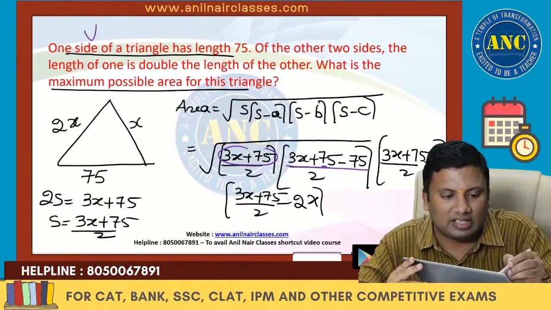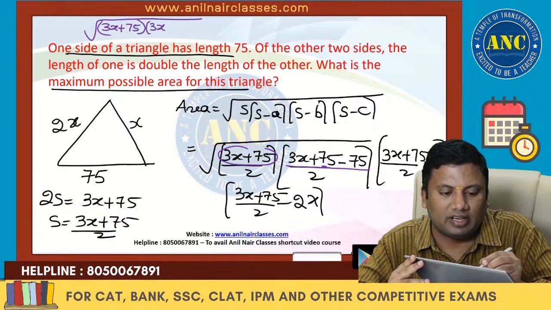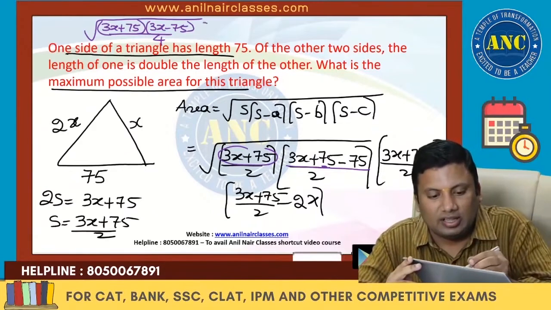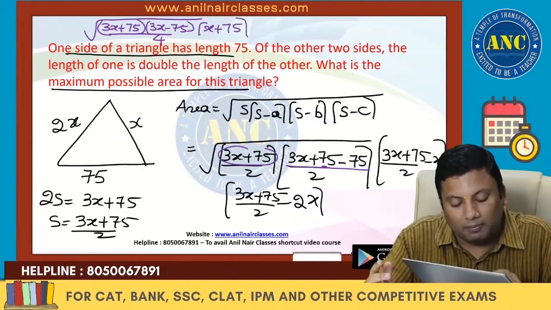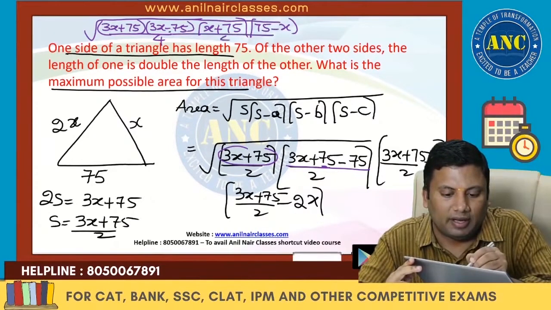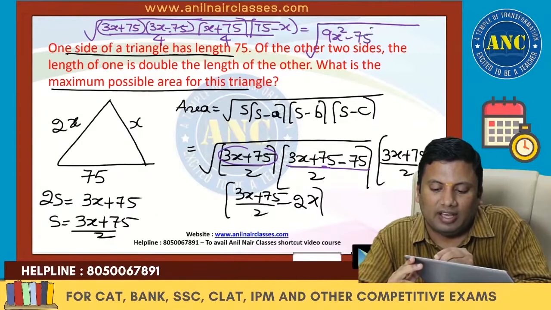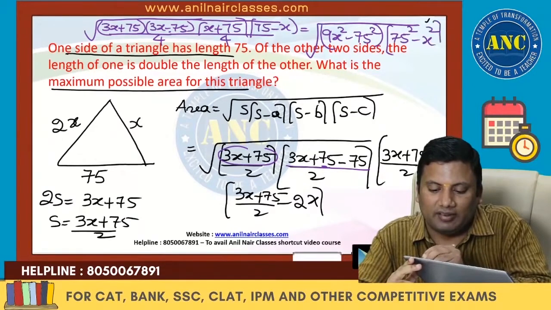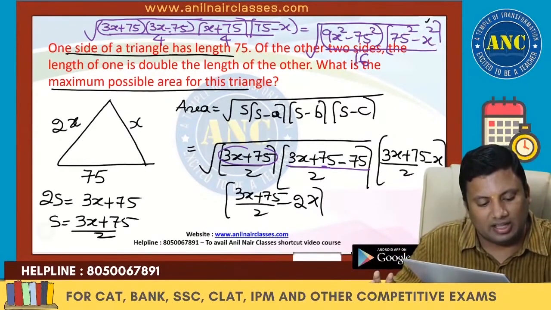That means if I do the first and second, these are nothing but (3x plus 75)(3x minus 75) divided by 4. Next one, 3x plus 75 minus 2x, which is x plus 75. Next is 3x plus 75 minus 4x, so (75 minus x) divided by 4. That means this is root of (9x square minus 75 square) into (75 square minus x square) divided by 16. I hope it is clear here. Once you understand this, you got the answer.